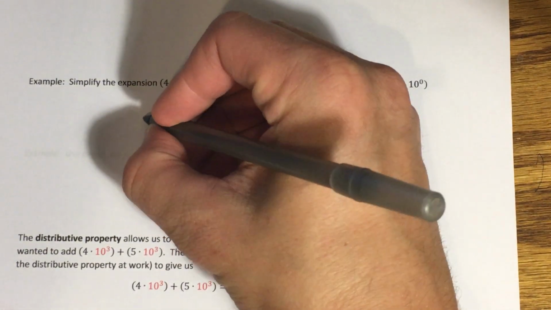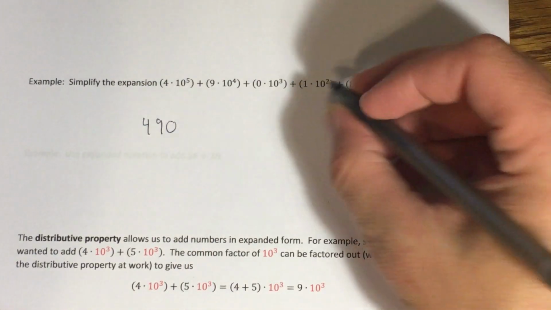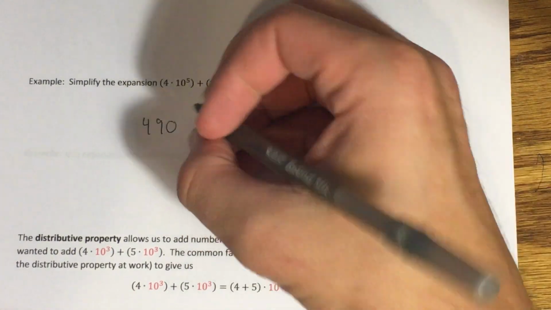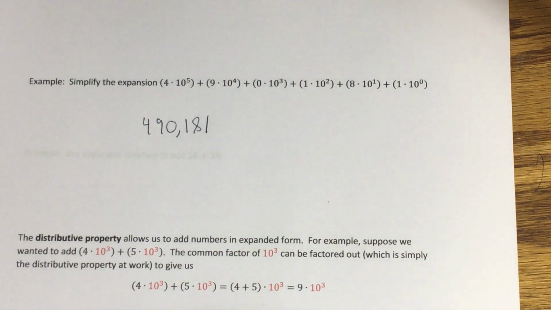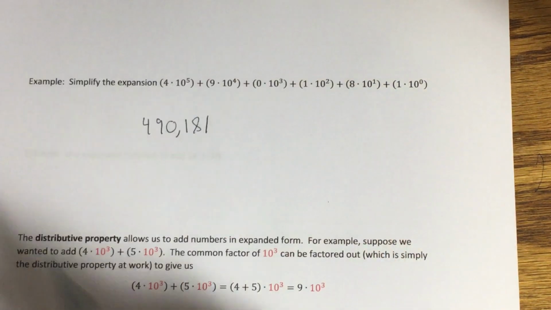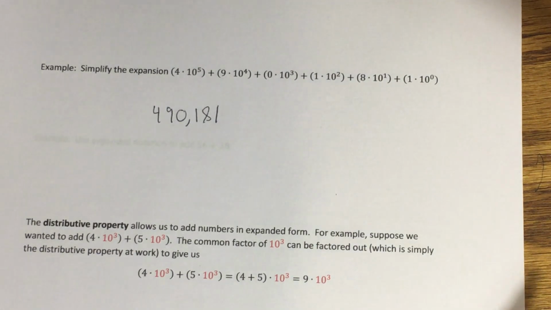So let's write those digits out. 4, 9, 0, 1, 8, 1. Put a comma in there. That's 490,181. So obviously going this direction is a lot quicker than going that direction, where we had to expand. But it's good to be able to go both directions.